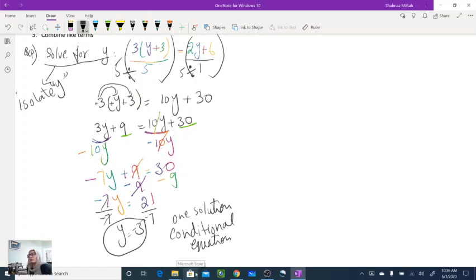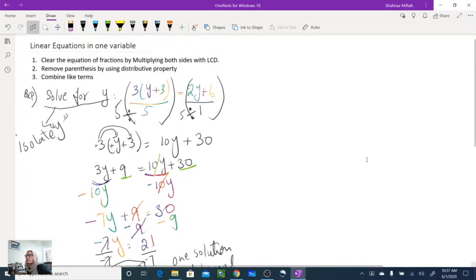So what kind of equations are these? These are conditional equations. And what kind of solution did we get? It's one solution. Okay, let's do one more example for the conditional equation.